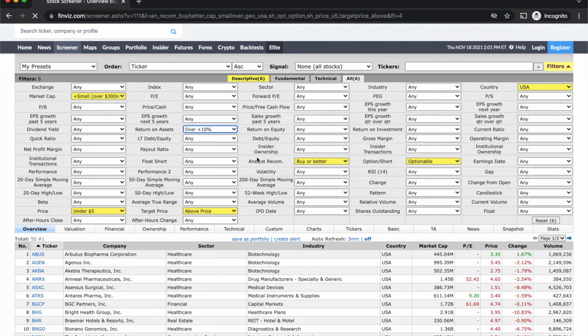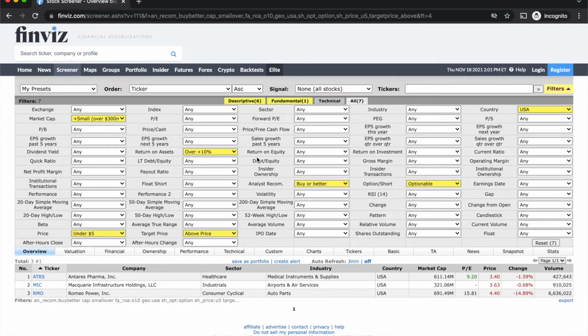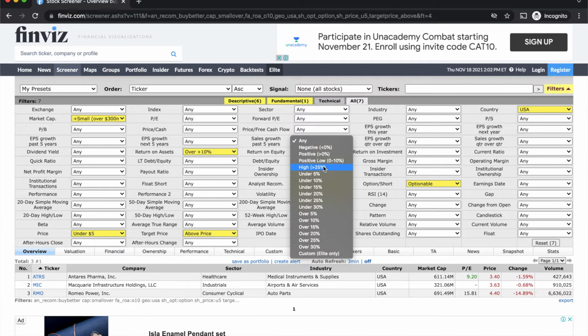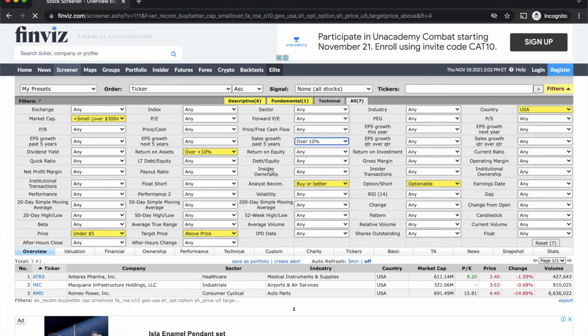So we want to make sure that the company, whatever assets it has, is generating at least 10% of that in terms of earnings. And now you can see that we are down to only three stocks. And for these three stocks, we will just set one more filter here, and that is that the sales growth for the past 5 years has been over 10%.